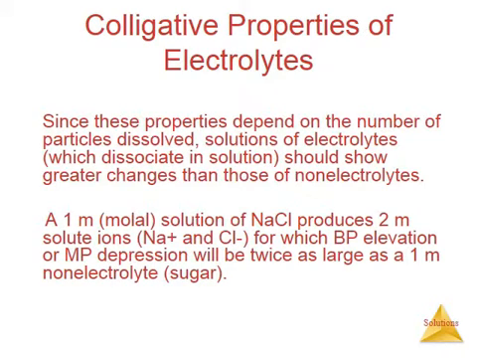In the last slide, we discussed a similar thing for other ionic substances. In this case, we are discussing a 1 molar solution of sodium chloride that produces 2 molar solute ions, because sodium chloride breaks down into Na+ and Cl−. So from each unit of NaCl, you're going to get 2 ionic particles, Na+ and Cl−. So boiling point elevation or melting point depression will be twice as large as for a 1 molar non-electrolyte like sugar. Sugar doesn't break down into any other ions.